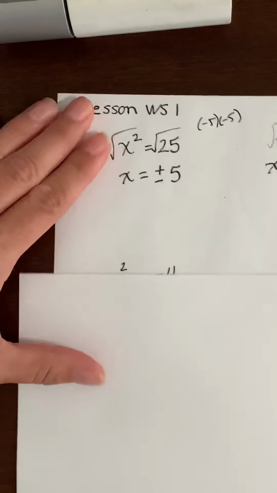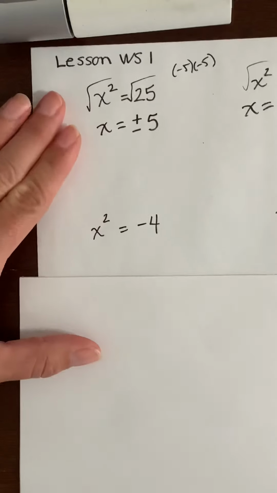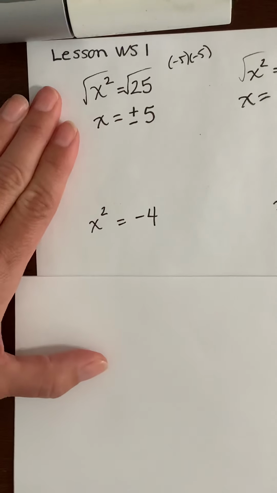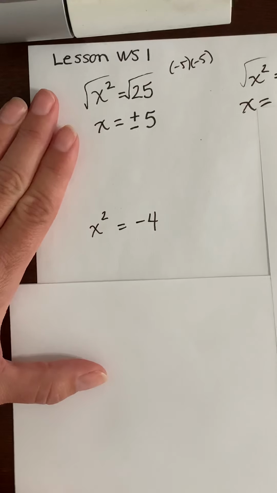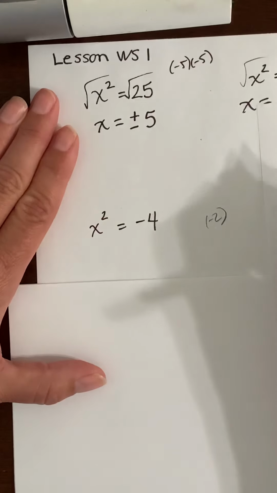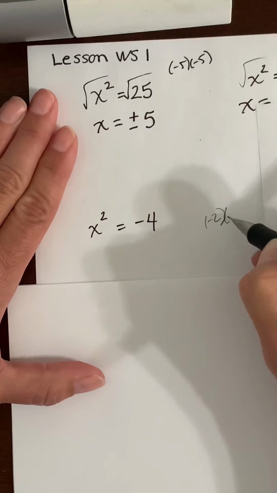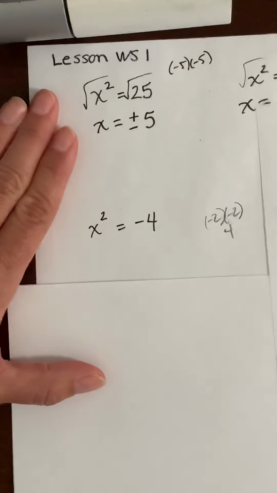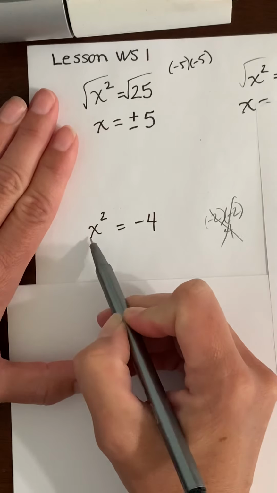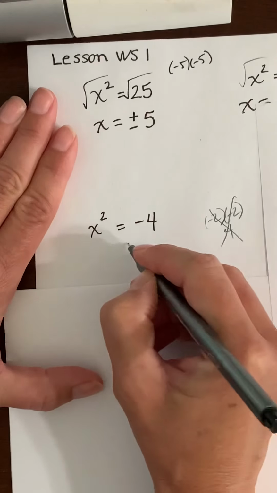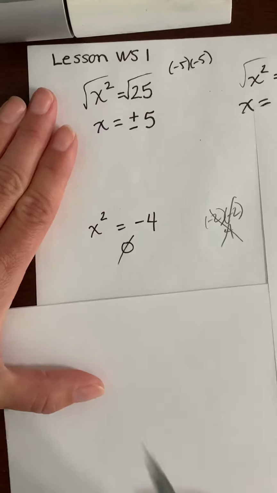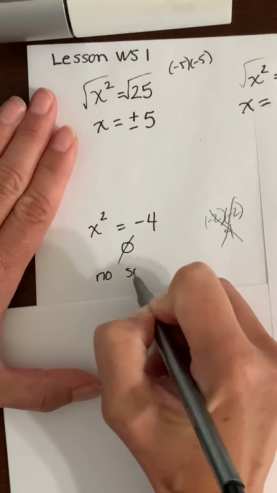All right, so the next one, I want you to think about this one. What number squared would give me -4? Some of you are probably thinking -2, but -2 times another -2 would give you +4. So that didn't work. So is there a number that you could square and get a negative answer? And hopefully you can see that this one has no solution. Some people write it like this, which means no solution. Or you can just write out no solution.